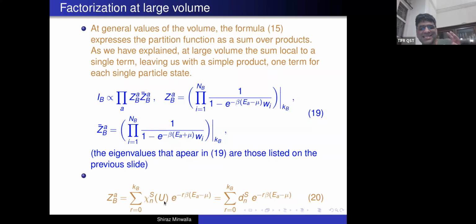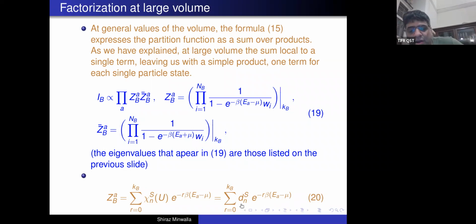Right? And this expansion goes as follows. You have the sum from r equals 0 to k_B. That's the occupation numbers of each state. Remember, it truncates at k_B because of the bosonic exclusion principle. Okay? And you're weighted by e to the power r beta (E_a minus mu). This is the Boltzmann weighting factor for r occupations of that state. All this is as expected.